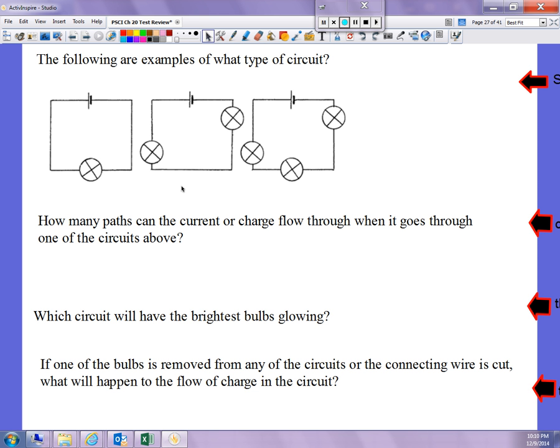The following are examples of what type of circuit. So take a look at these circuits. I have 3 very similar circuits. Determine what type of circuit they are. Okay, I'll pause for student response.